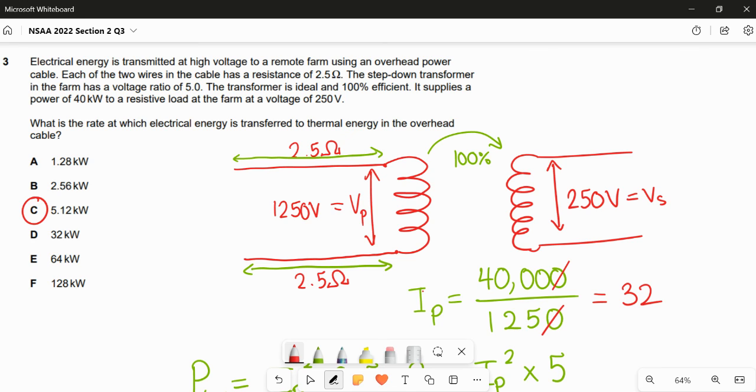Again, with these transformer questions, you should always use I squared R for power lost, because you can always get the power in the cable. If you know its resistance, you can always get the current in the cable. If you know its resistance, you can use I squared R. Whereas we don't typically know the voltage dropped across the wire, just a voltage dropped kind of across the coil.